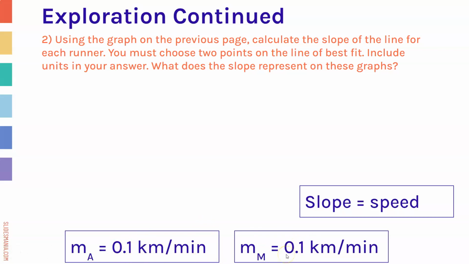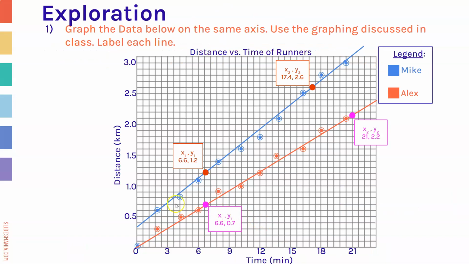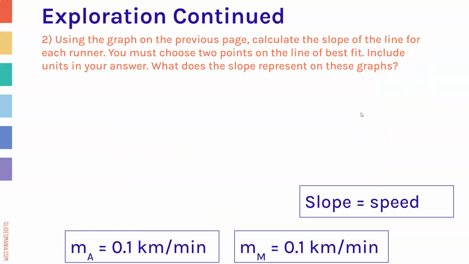So Mike was a little bit faster, which makes sense because if we look at our graph, my line shows just a little bit more of a slope than my red line. Therefore, we know that Mike ran just a little bit faster than Alex.